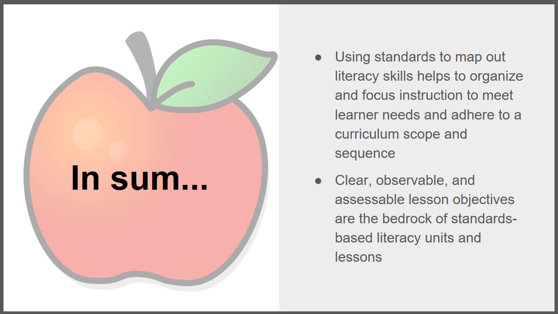In summary, effective instructional planning practices always keeps a curriculum scope and sequence in view. Using curriculum standards or frameworks to map out the literacy skills we wish to target helps us to stay organized and focus our instruction on our learners' needs. A skills map also aids us in adhering to an appropriate curriculum scope and sequence. Only by having this whole picture view can we then craft clear, observable, and accessible lesson objectives that develop English learners' literacy practices and help them to navigate various literacy events.